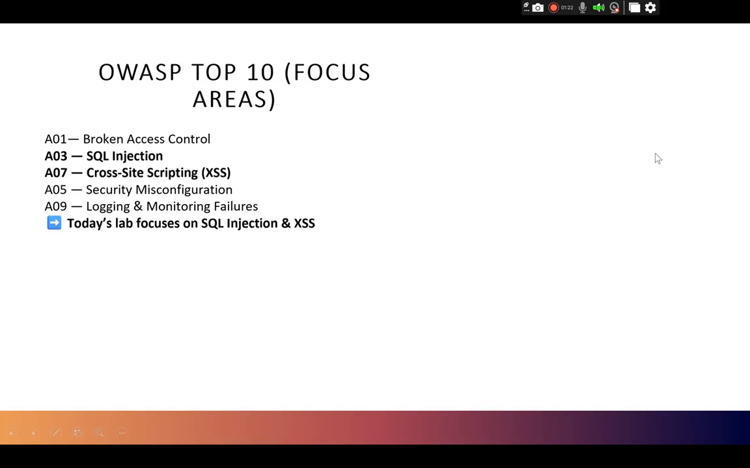OWASP Top 10 contains many attack categories, but in today's lab, we will mainly focus on two very common attacks: SQL injection and XSS. These attacks are still widely used and are very important from an interview and real-world perspective.